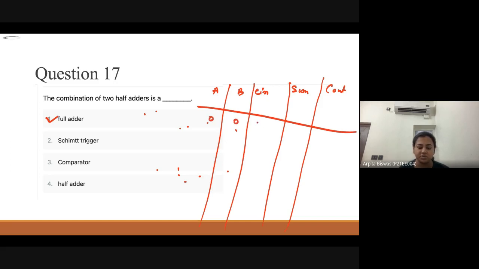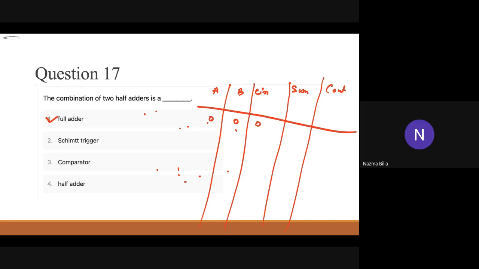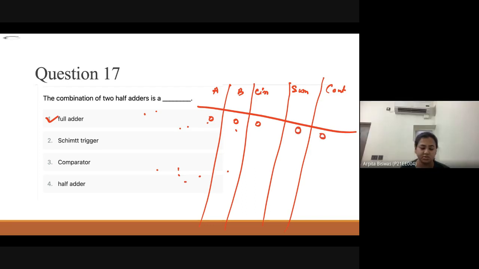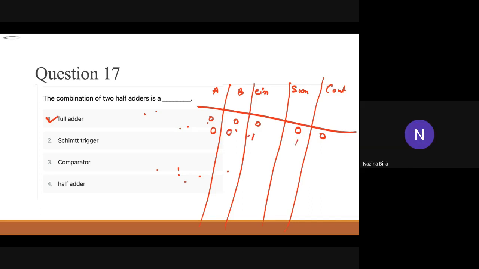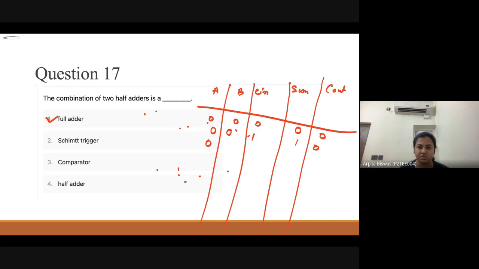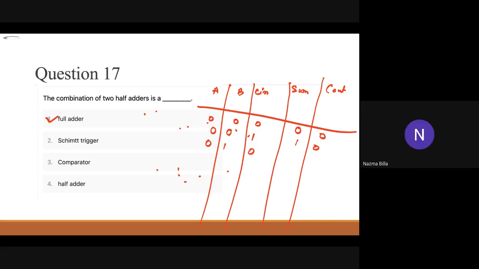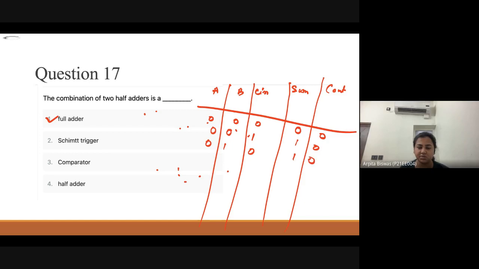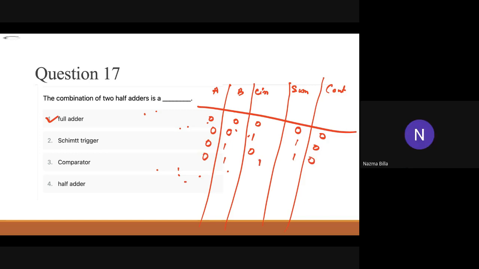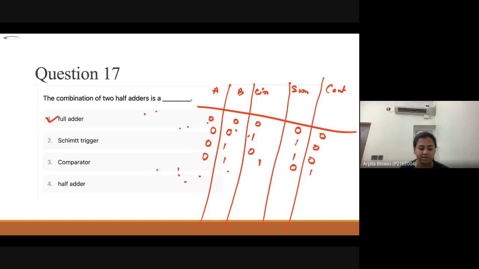If it is 0, 0, 0, what is coming? Sum and C output 0, 0. And if it is 0, 0, 1, then what will come out from here? 1, 0. And if it is 0, 1, 0, then 1, 0. And if it is 0, 1, 1, then 0, 1.